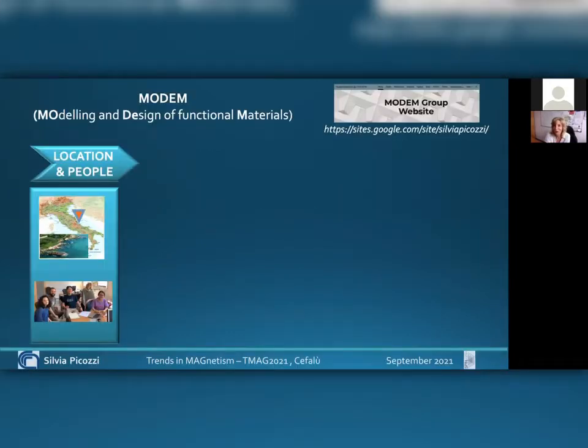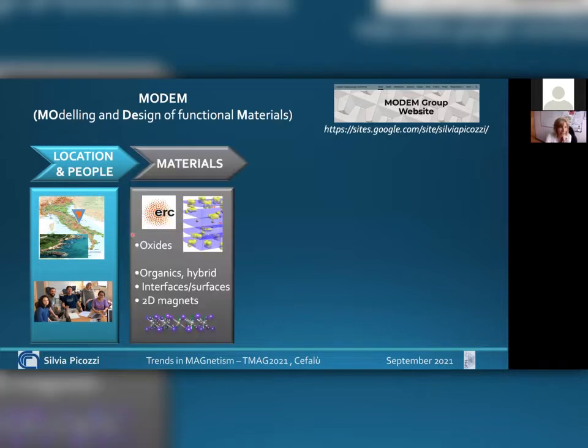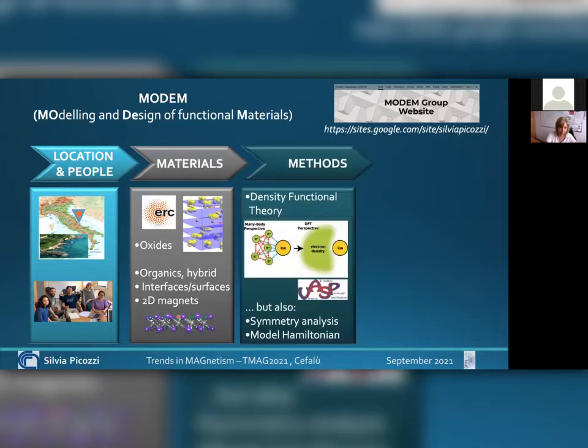Okay, so first an introduction on what we do and where we are. We work in the central part of Italy, in Chieti, close to the coast. I lead a very small group in Chieti. And the class of materials that we've been working on is rather diverse. It ranges from oxides to organics to surfaces and recently to 2D magnets.